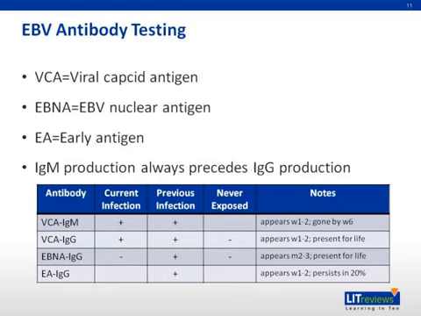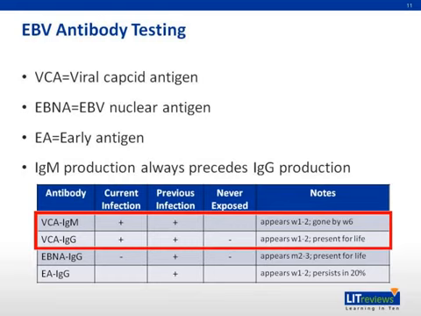It's tricky if you test within the very first week of symptoms because it's possible the patient is infected but not yet developed any antibodies. But if you start testing between weeks 1 and 2, if the patient has an acute infection, you'd expect to see VCA IgM and VCA IgG already present. And this is a sign of an acute current infection.